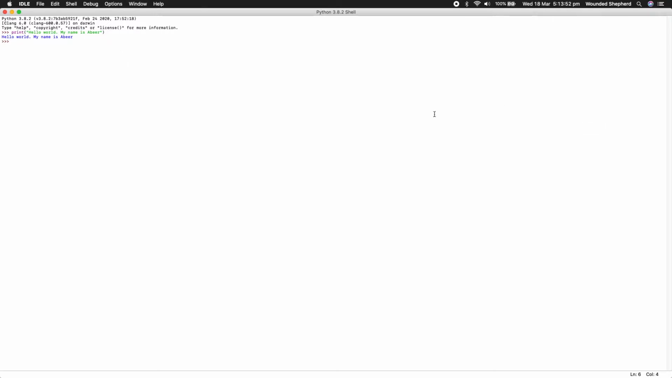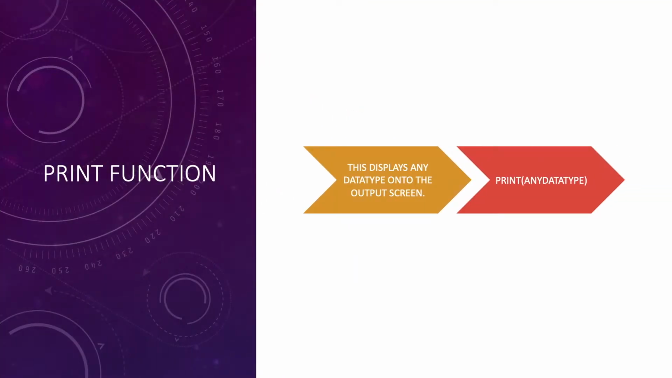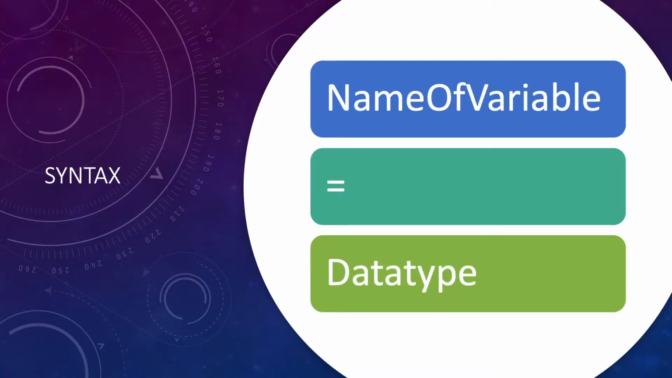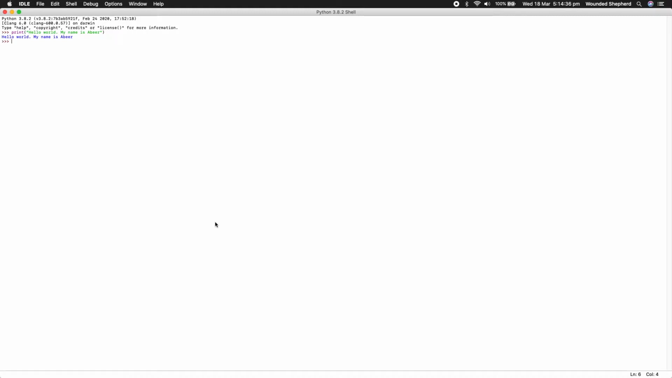And I'll just show you another thing which the print function can do. You do variables. They are things that store values and they can store any data type, and the syntax for it is name of variable equals sign data type. So let me show you how to do it. Let's say variable is, you can pass in a string, hello. Now if I do print, it gives me hello. When you're using IDLE, you can just type in the variable name and it will still give you the same result as a print function. But when you're doing extreme coding or something, you need to use the print function.